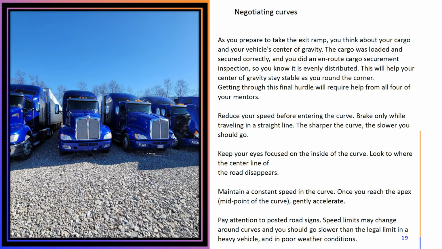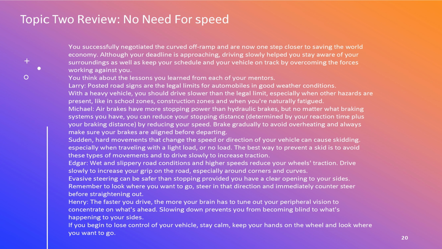Pay attention to posted road signs. Speed limits may change around curves, and you should go slower than the legal limit in a heavy vehicle and in poor weather conditions. Review. No need for speed. You successfully negotiated the curved off-ramp and are now one step closer to saving the world economy. Although your deadline is approaching, driving slowly helped you stay aware of your surroundings, as well as keep your schedule and your vehicle on track by overcoming the forces working against you.